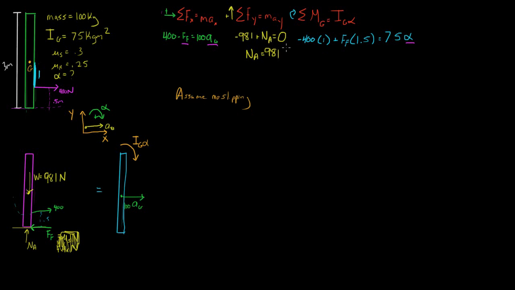And because we assume no slipping, we're going to say that the acceleration of the center of mass is going to be equal to our angular acceleration times r. And r is the distance to the center of mass. So for us, it's going to be this 1.5 meters. It's going to be from the ground to the center of mass, which is 1.5. So this is going to be equal to 1.5 alpha.